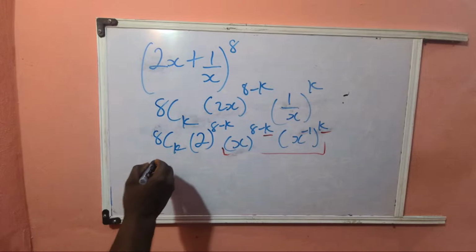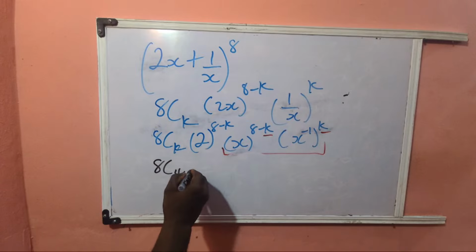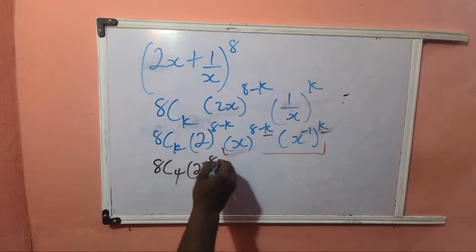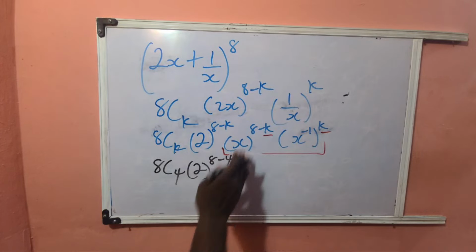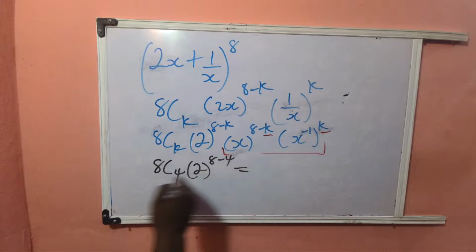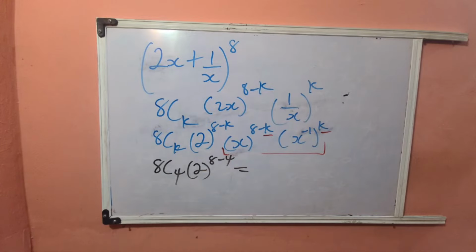So this will be 8 combination 4, 2 raised to the power 8 minus 4. Then, of course, we don't need to do so much here. All this will turn to 0. So this is what we're going to be solving. What's 8 combination 4, by the way? What's 8 combination 4? Somebody there?